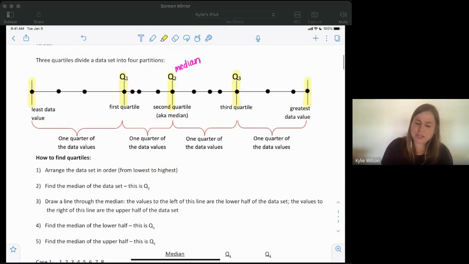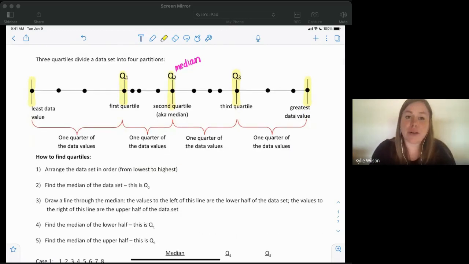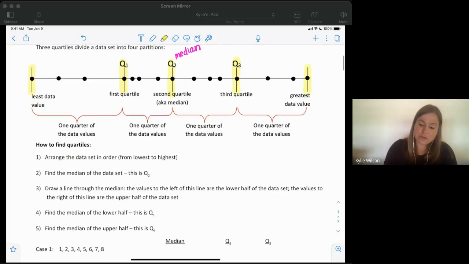Now, what we're going to do is go through and actually find the values of the quartiles. So here are the steps for how to do it. We'll walk through the steps, and then we'll actually do a few examples. The first thing we have to do is arrange our data set in order from lowest to highest, just like we would do with our median, right? The first thing we do is arrange our data set lowest to highest.